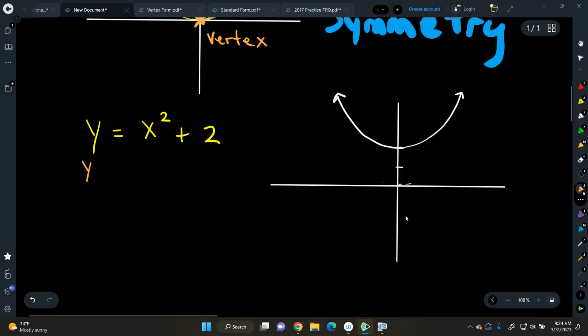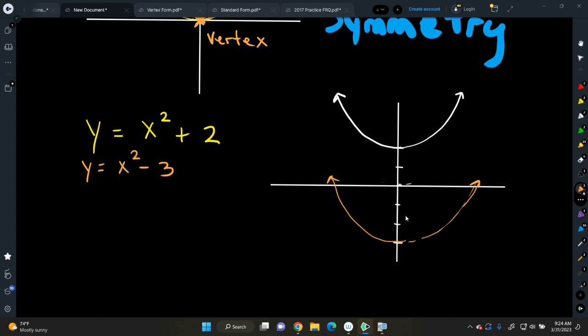How about y equals x squared minus 3? Where's that going to be? We're going to go down 3. Yeah. Going to go down 3. Notice it's the same shape. Same shape. Still symmetric. We just slid it down 3. Okay? Everybody putting this in their notes? Do they have notes to refer to?